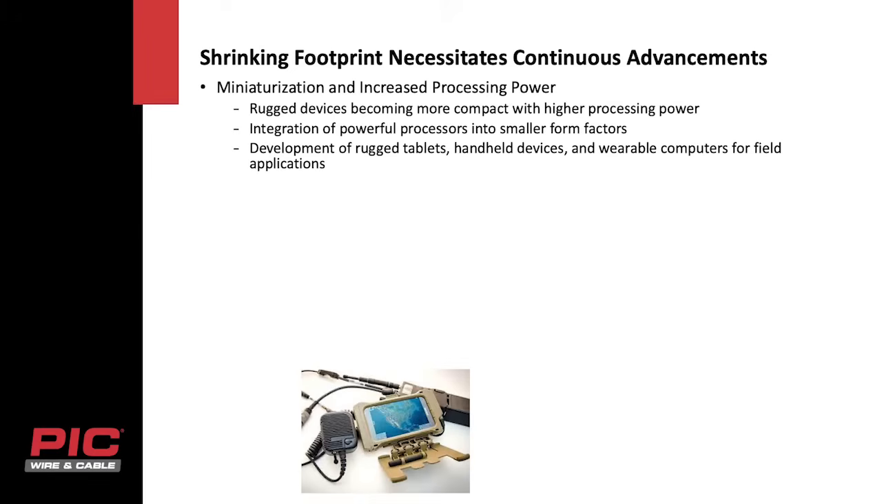Miniaturization and increased processing power. Rugged devices have become increasingly compact while offering higher processing power. This advancement allows for the integration of powerful processors into small form factors. This miniaturization trend has led to the development of rugged tablets, handheld devices, and wearable computers, which are particularly useful for field applications.